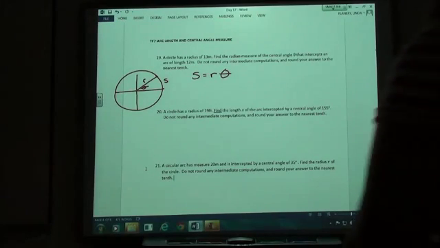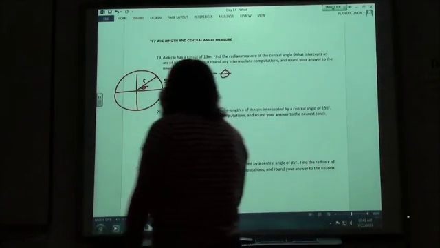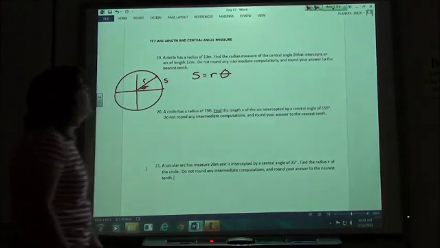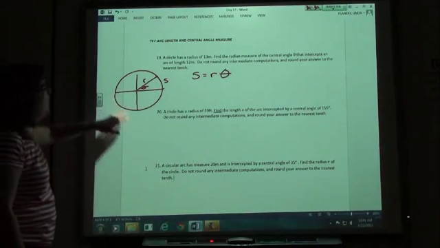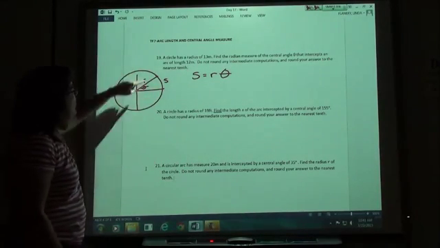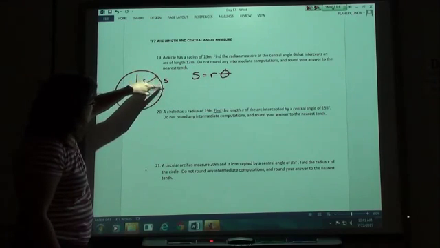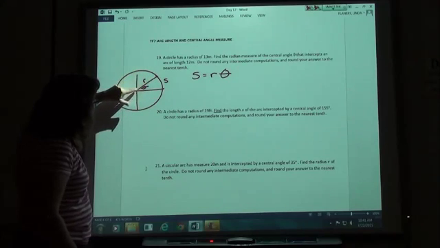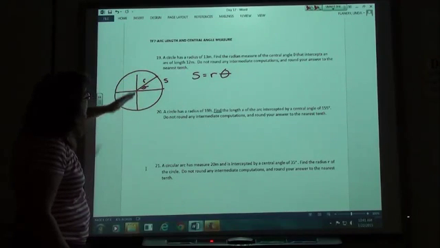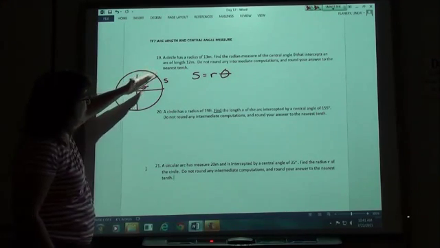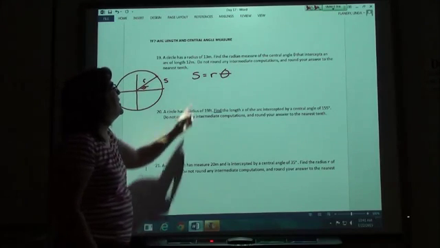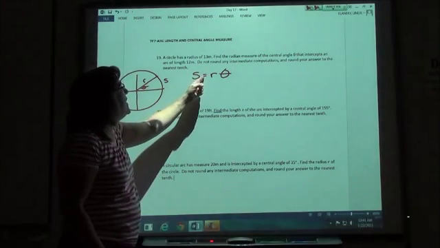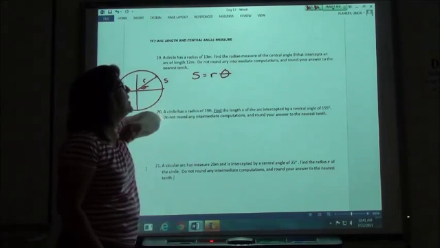So on the next ones, 19, 20, and 21, we're talking about arc length and central angle measure. If I have my circle, the arc length S is the length of this arc that's intercepted by the angle. This is a central angle, they call that theta, if there's a certain radius in there. The formula says that the arc length is equal to the radius times the central angle.